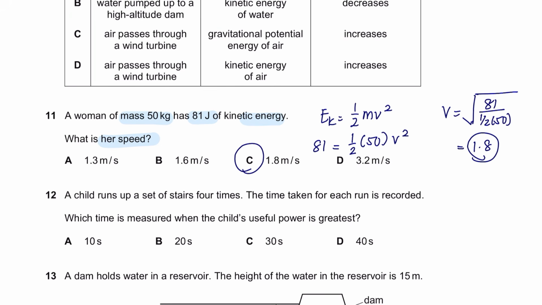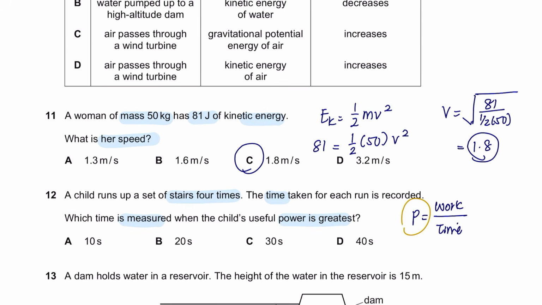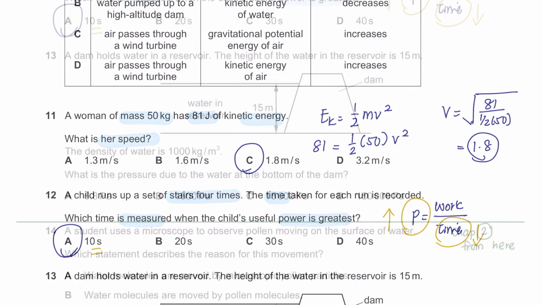Question 12. A child runs up a set of stairs 4 times. The time taken for each run is recorded. Which time is measured when the child's useful power is greatest? Based on your course specification under the subtopic of power, you will see that power is defined as the work done per unit time. So to obtain the greatest power, you need to have the shortest time. The shortest time is 10 seconds, so your answer is A.